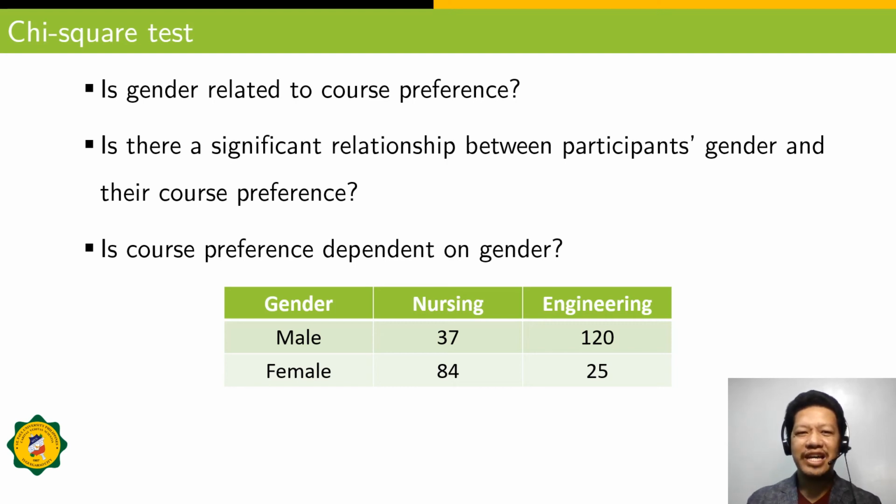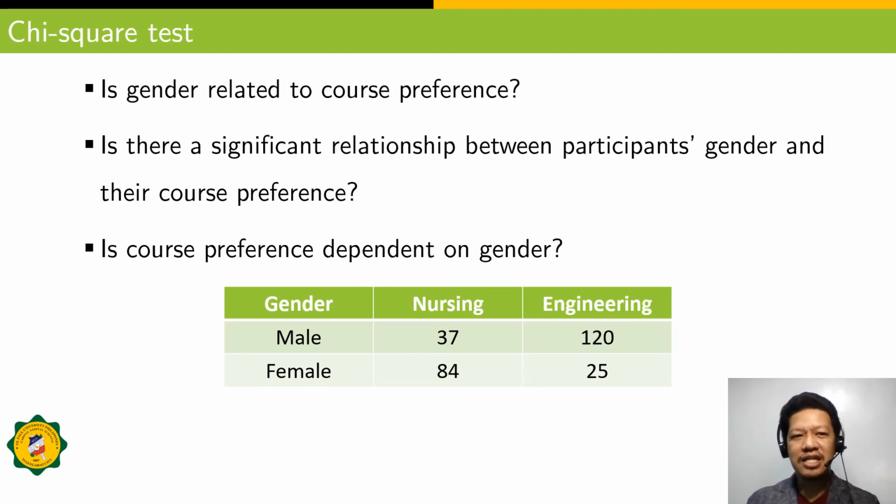An example of a statement of a problem wherein chi-square test is to be used is this one. Is gender related to course preference? That is actually the same with this statement. Is there a significant relationship between participants' gender and their course preference? Or you can also restate it as, is course preference dependent on gender? All these three statements are actually the same. They have the same meaning.